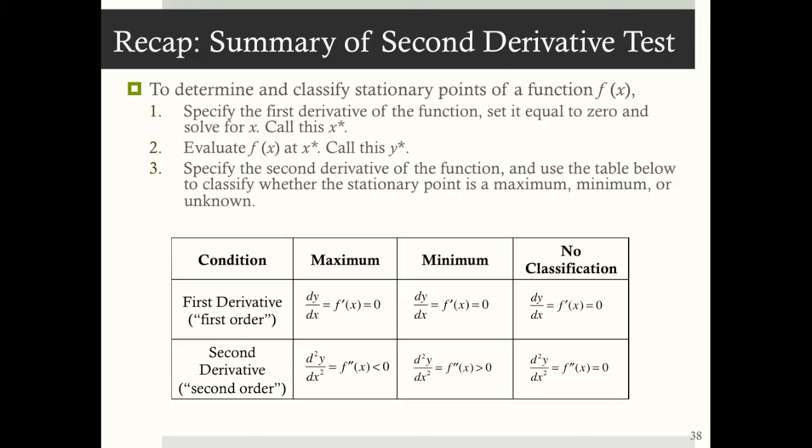Then you specify the second derivative of the function. The second derivative is just the derivative of the first derivative. And then use the table below to classify whether the stationary point is a maximum, a minimum, or unknown. When it comes to profit maximization and cost minimization and other types of problems we'll be doing in this course, you're going to find a maximum or a minimum.